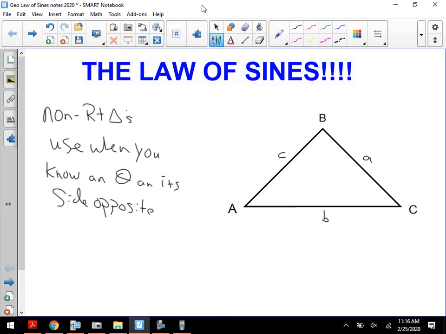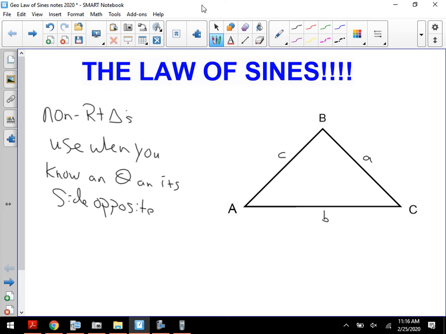We use the capital letters still for our vertices, and we use lowercase letters for the sides opposite. So, for example, angle A looks at little side A. Angle B looks at little side B. Angle C looks at little side C, and so on and so on.